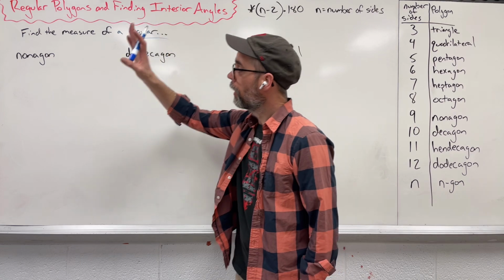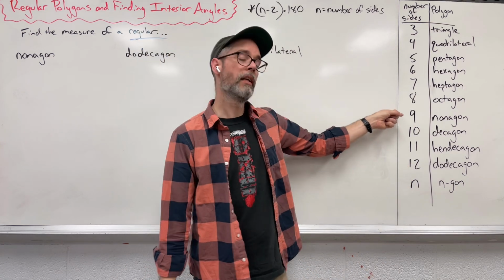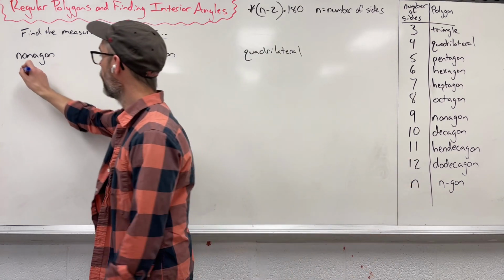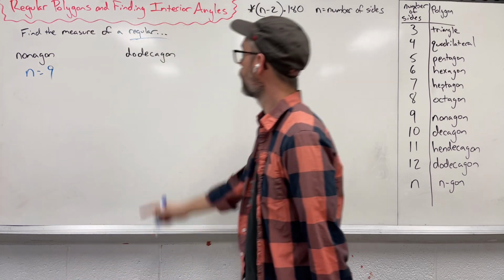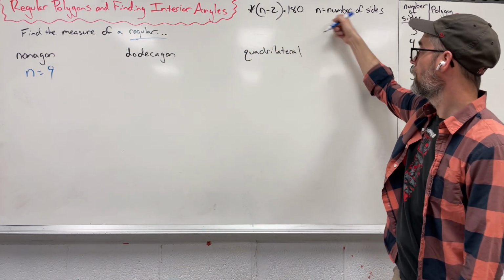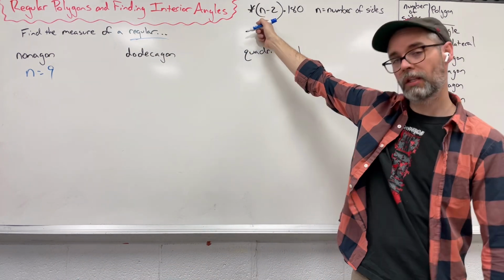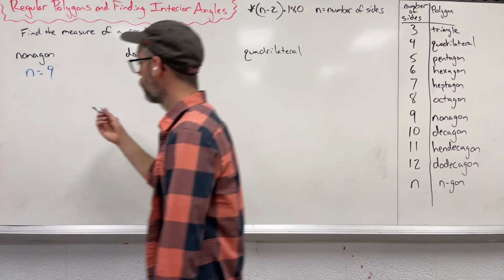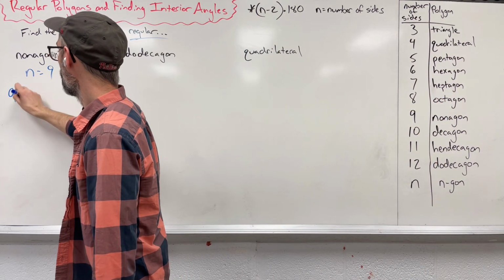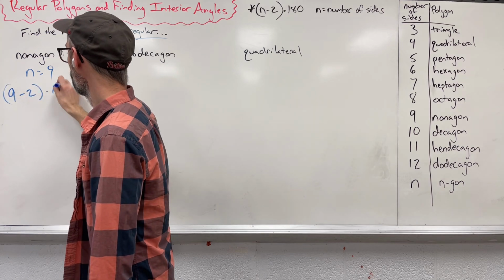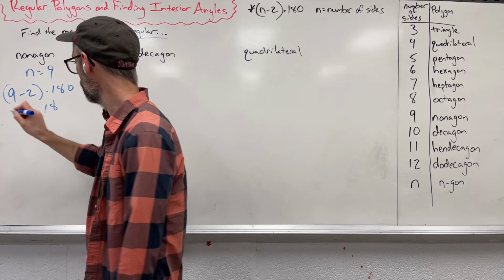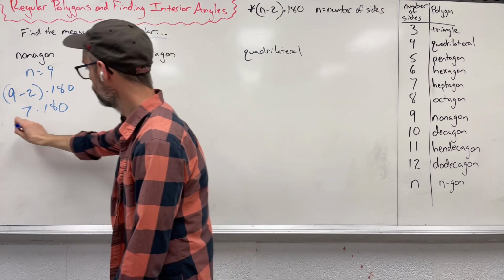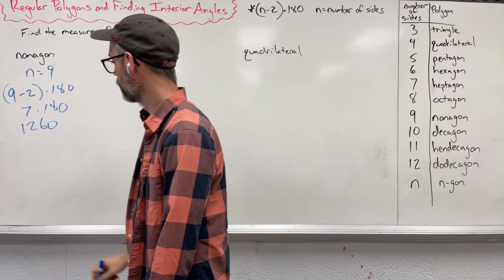Okay, so nonagon. Nonagon is a nine-sided figure. I know that n equals 9. Why do I get that? Well, n is the number of sides, and we're going to use this formula to figure out what is the measure of all of our angles. So we're going to say 9 minus 2 times 180, giving us 7 times 180, and that is 1260.